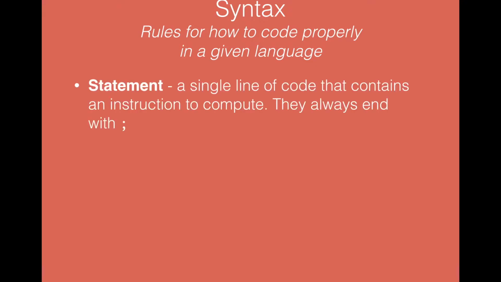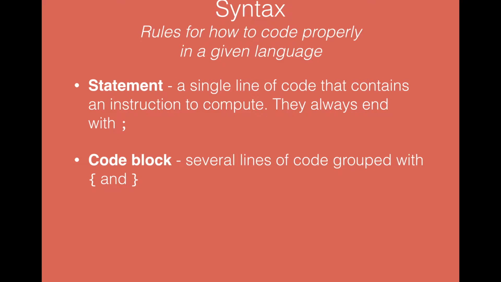So one of the things we deal with is a statement. This is a single line of code that contains an instruction to compute. And statements always end with a semicolon. Now, JavaScript is a little bit loose, and it can let you get away without a semicolon, but it is considered a best practice to put a semicolon as if to say, period, statement finished. So don't forget your semicolons.